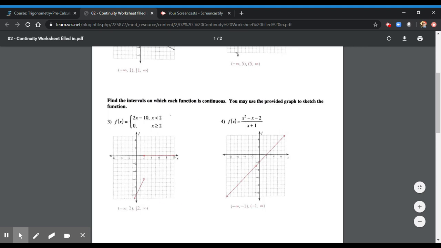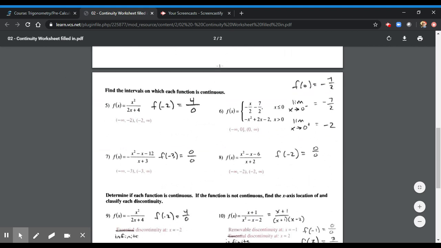Let's take a look at this one. x squared minus x minus 2 divided by x plus 1. Well, that turns out to be a straight line, but we have to consider that at x equals -1, there's a hole in the graph. So from negative infinity to -1, and then from -1 to infinity, not including -1 either place. It's discontinuous there.